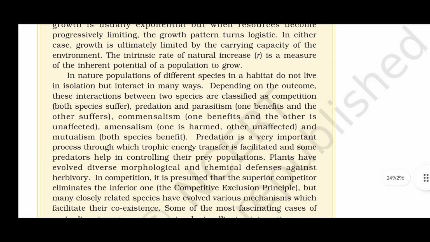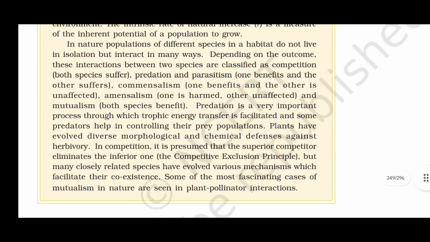In nature, populations of different species in a habitat do not live in isolation but interact in many ways. Depending on the outcome, these interactions between two species are classified as competition, both species suffer; predation and parasitism, one benefits and the other suffers; commensalism, one benefits and the other is unaffected; amensalism, one is harmed, other unaffected; and mutualism, both species benefit.